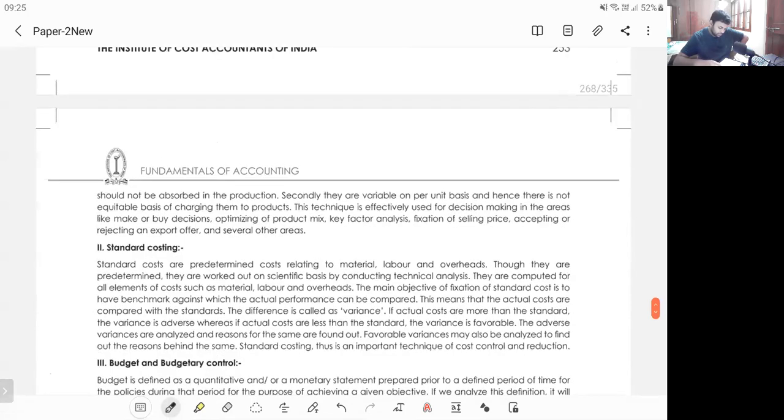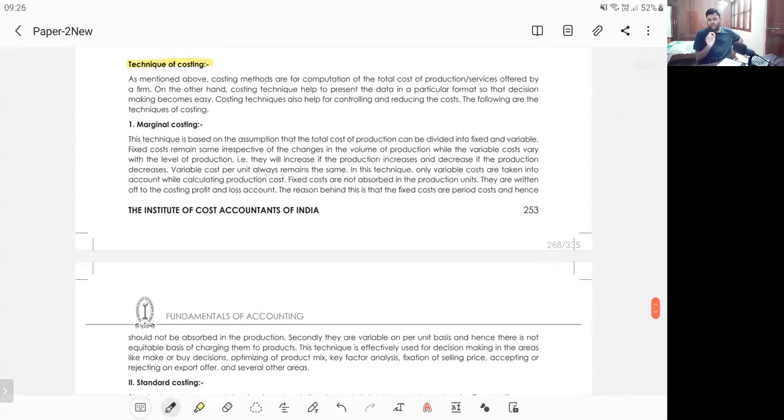Techniques of costing, my dear friends. Just try to understand what I am saying. No need to read everything written over there. When you go for CMA Inter, these three chapters are the most difficult chapters. However, these three chapters are the easiest chapters as well as the most difficult chapters. If you understand these chapters, you can easily score 45 marks in your examination. And let me tell you, in your CMA Final, these three chapters' weightage is 55 marks. Marginal costing, standard costing, budgetary control.